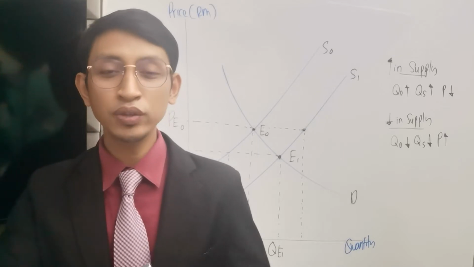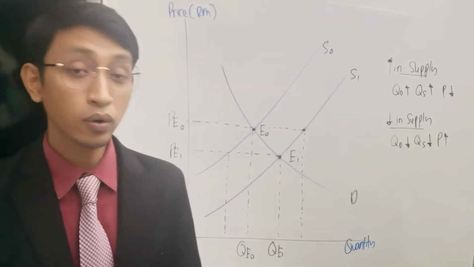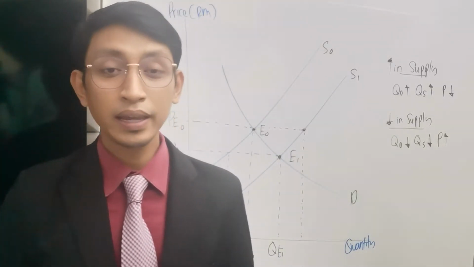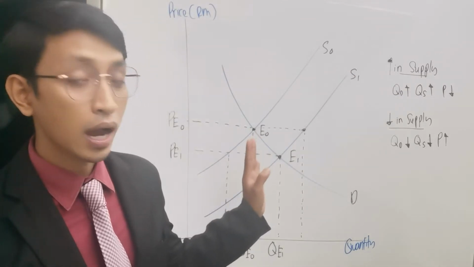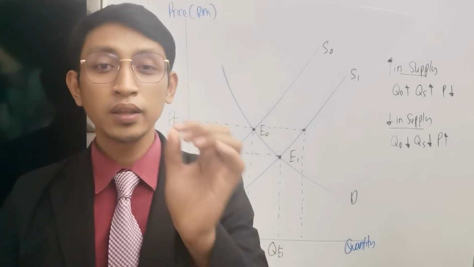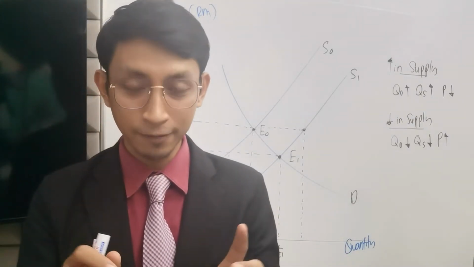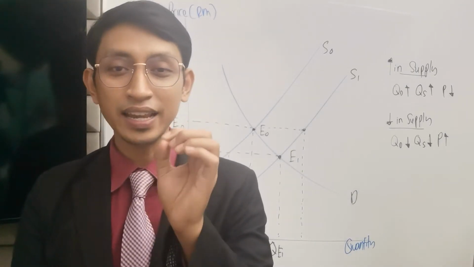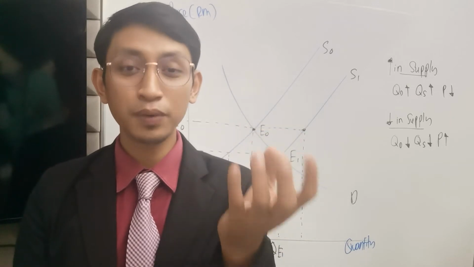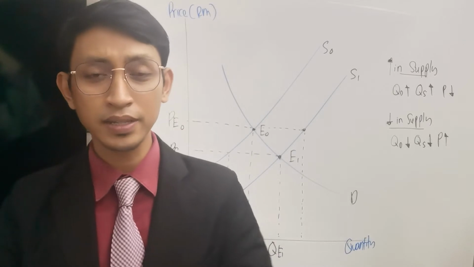So I would like to remind you again to differentiate between the changes in quantity supply and also changes in supply. Changes in quantity supply is illustrated in our model when there is a movement from one point to another point on the same supply curve. And the reason for it to happen is the price factor. So the only reason is price factor, ceteris paribus.